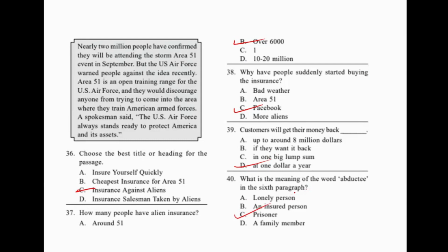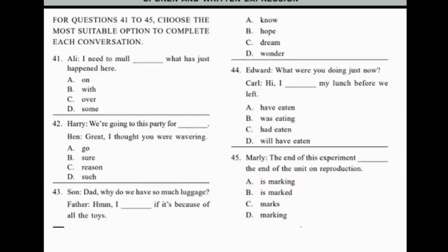Okay. This was about the section 2. Now let's move to section C. It's about spoken and written expressions. Okay. For questions 41 to 45, choose the most suitable option to complete each conversation. Ali, I need to mull dash what has just happened. What do you mean by okay, you have to use a phrasal verb here. Correct. Okay. It's like mull over. What do you mean by mull over? It's like to think over what has just happened here. Okay. So the correct option is option C.